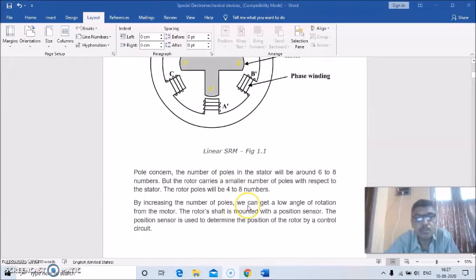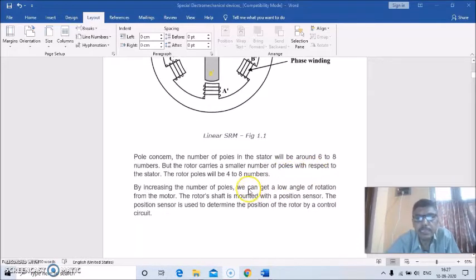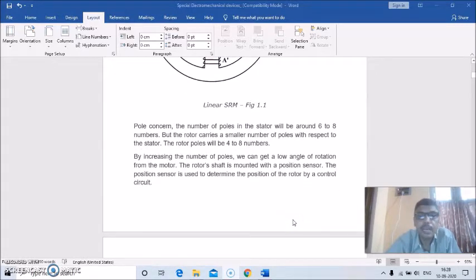Concerning poles, the number of poles in the stator will be around 6 to 8. The rotor carries a smaller number of poles than the stator, and the rotor poles will be 4 to 8. By increasing the number of poles, we can get a low angle of rotation from the motor. The rotor shaft is mounted with a position sensor, which is used to determine the position of the rotor for the control circuit.